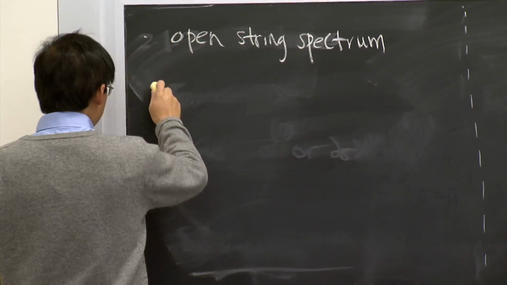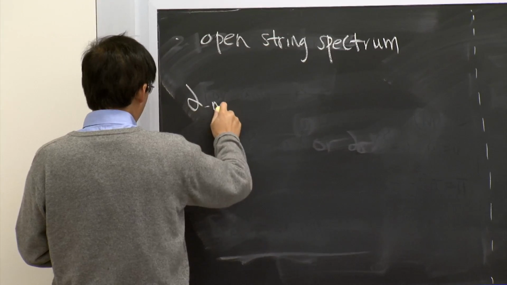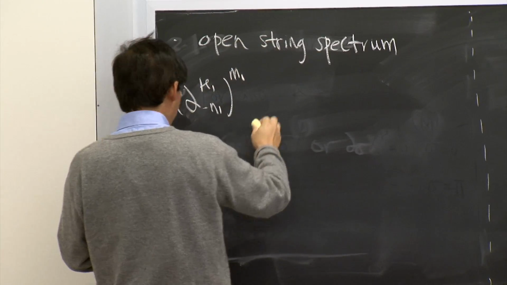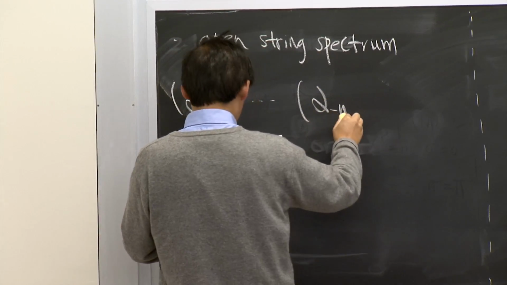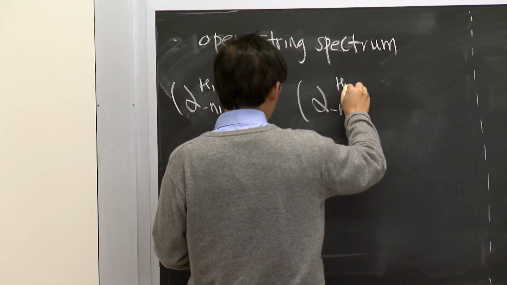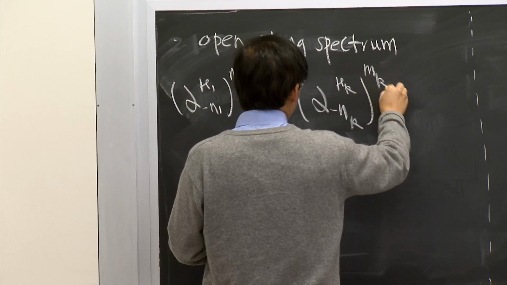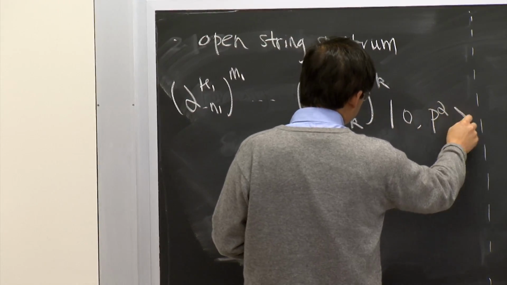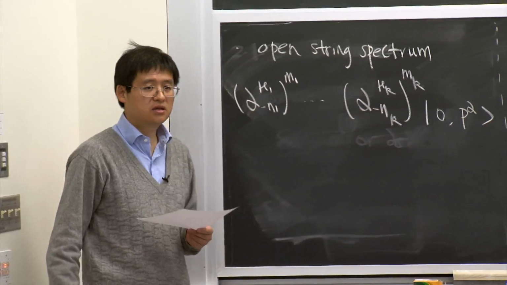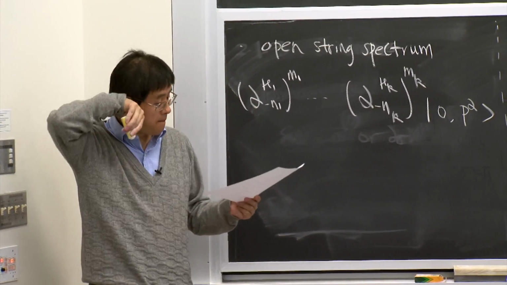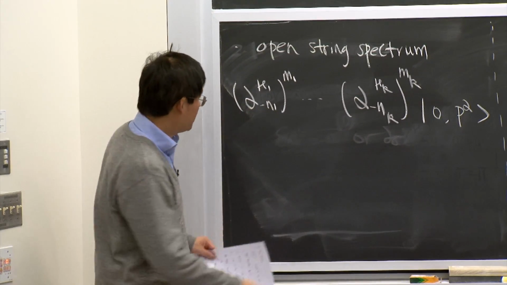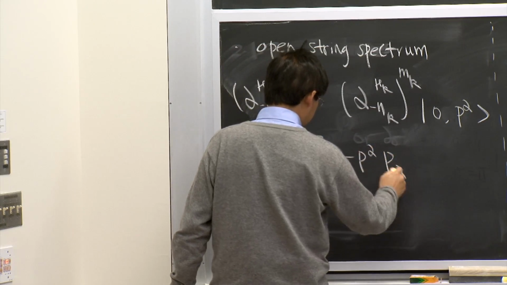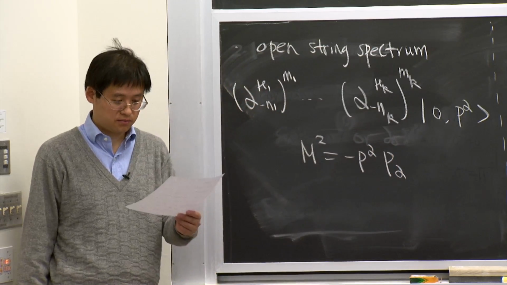So again, it's the same thing. You just act alpha minus n1, mu1, and you can act m1 times, say nk, mu k, nk, mk. The only difference is now your vacuum state can only have momentum in the p alpha direction. That's essentially the only difference. Okay? And again, the mass square, now it's just minus p alpha, okay, only along the Neumann directions.